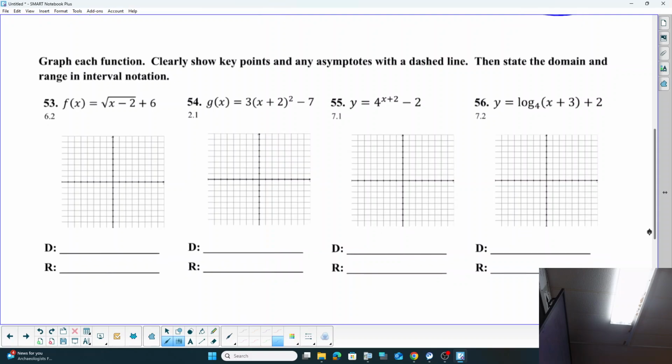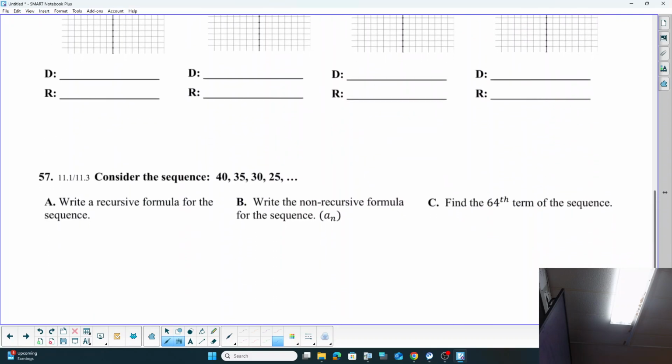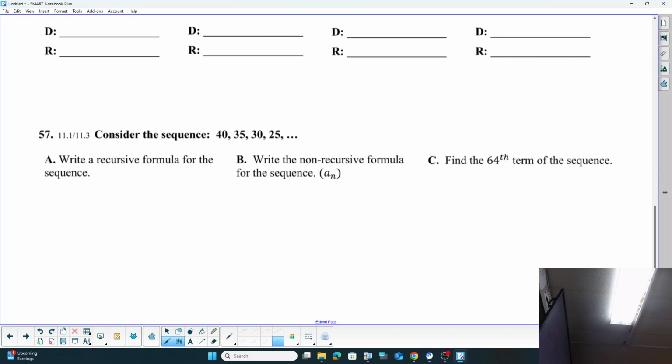Do you remember how to graph these? We did this recently. Consider the sequence. So we're going to go ahead and skip these for now, or check the paper maybe. Maybe skip, maybe not. Ask me in class.